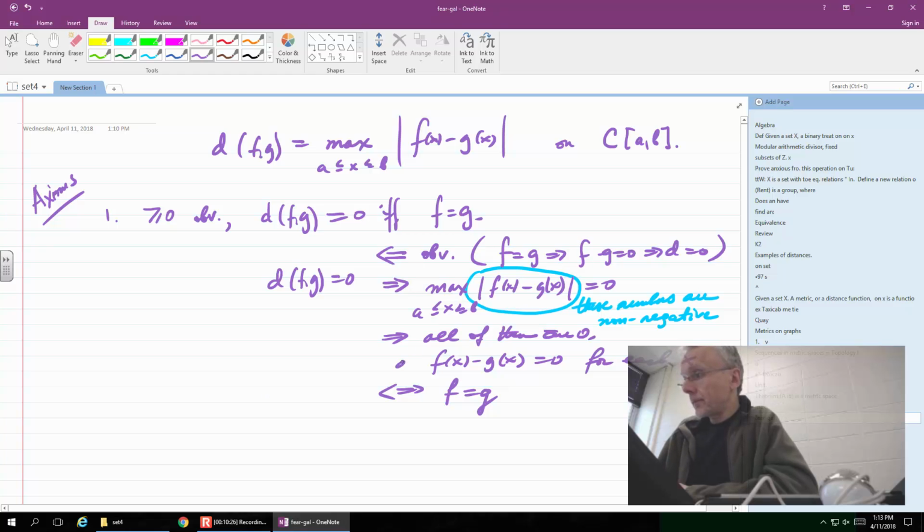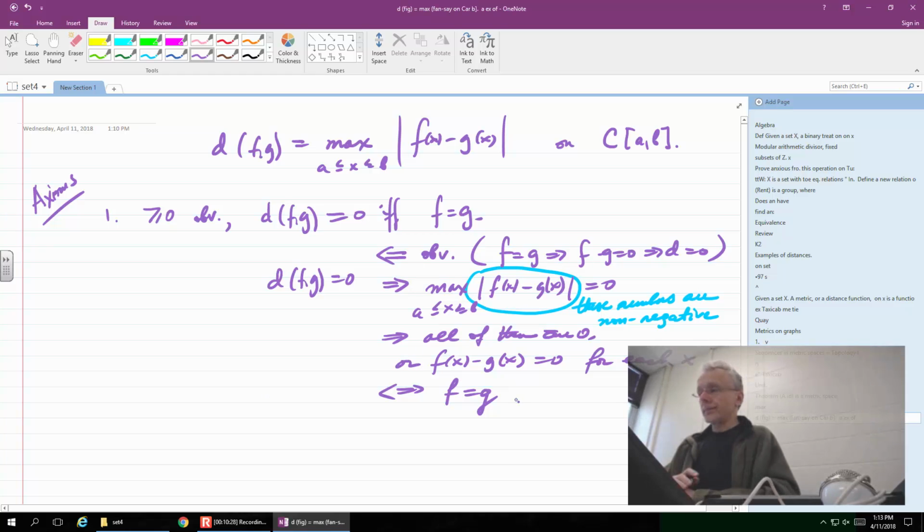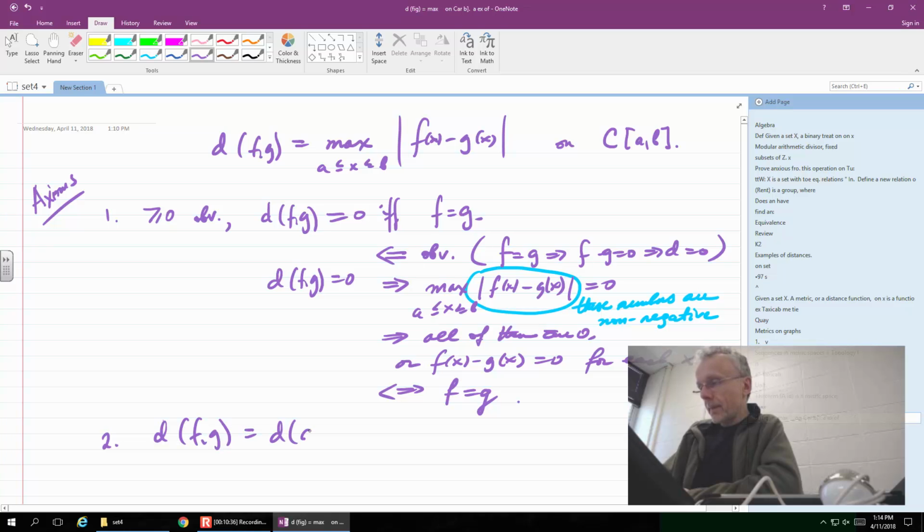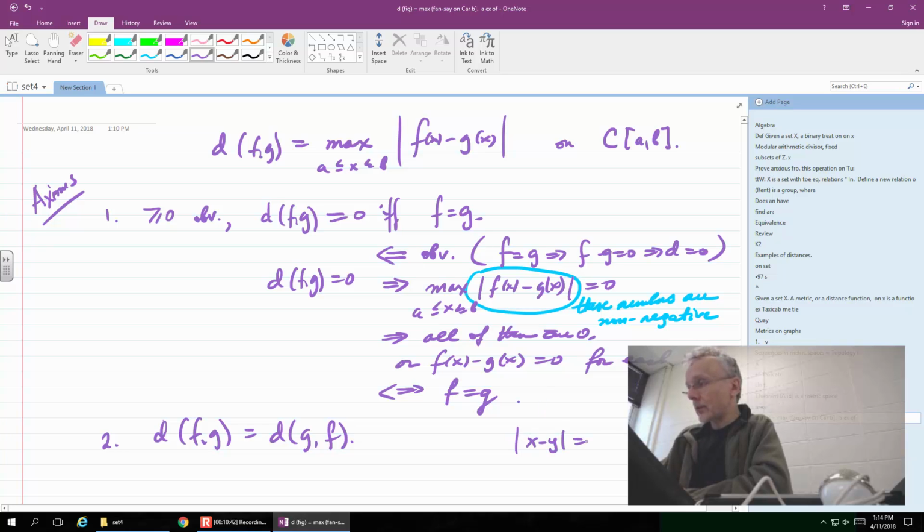Okay, so two ways. This one is easy. d(f, g) is equal to d(g, f). Subtraction, right? The absolute value, I guess that is a property: |x minus y| is equal to |y minus x|. Easy to forget, but comes handy here.